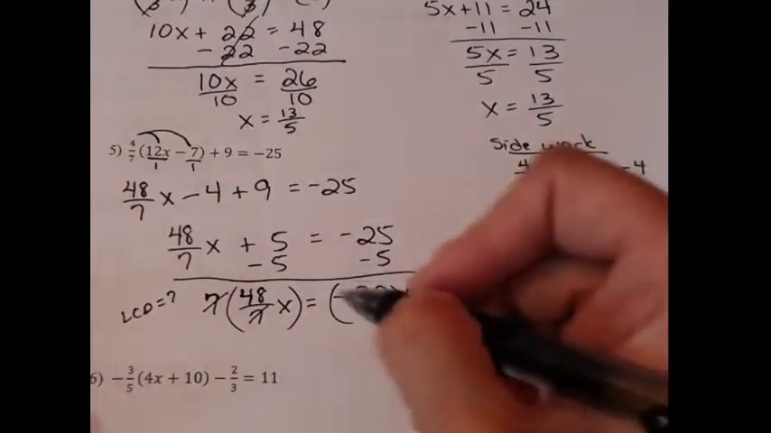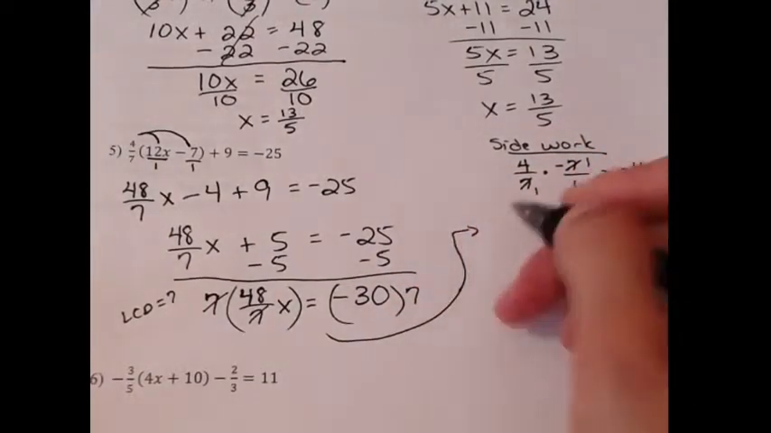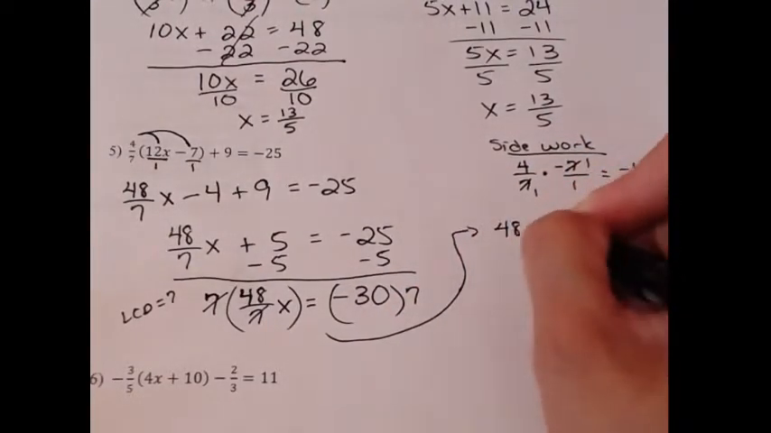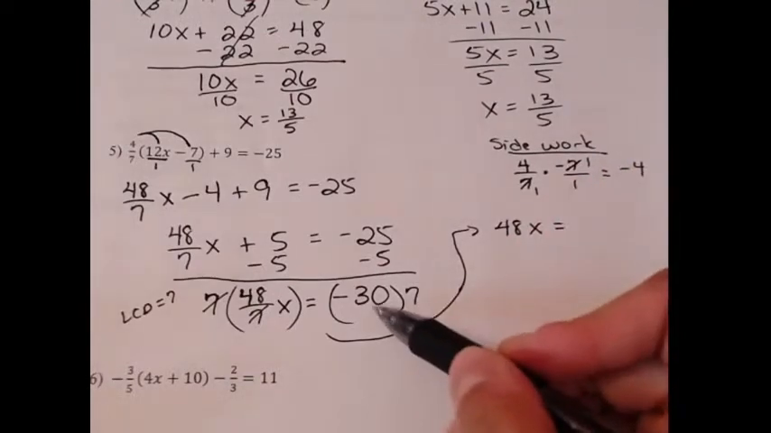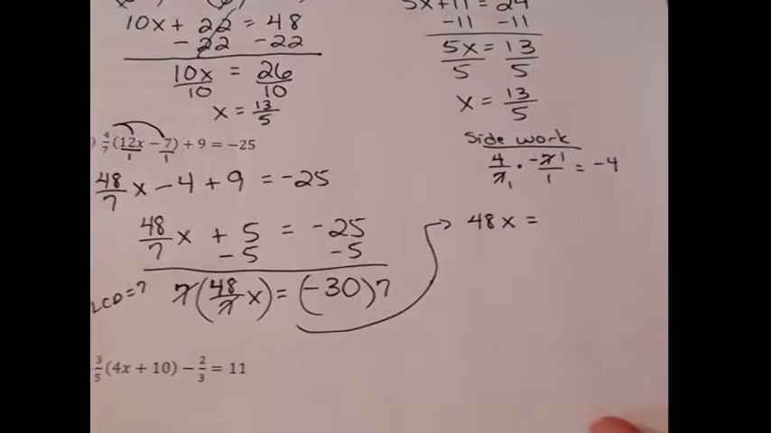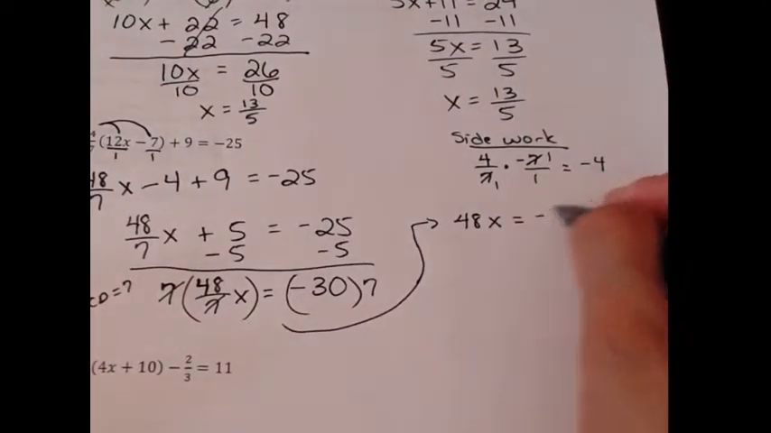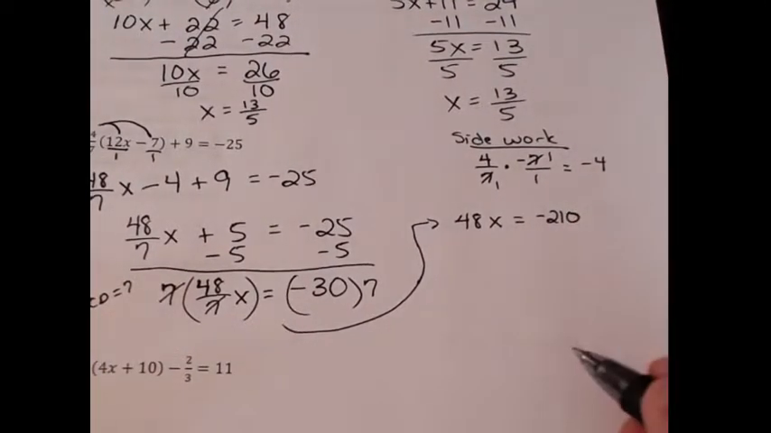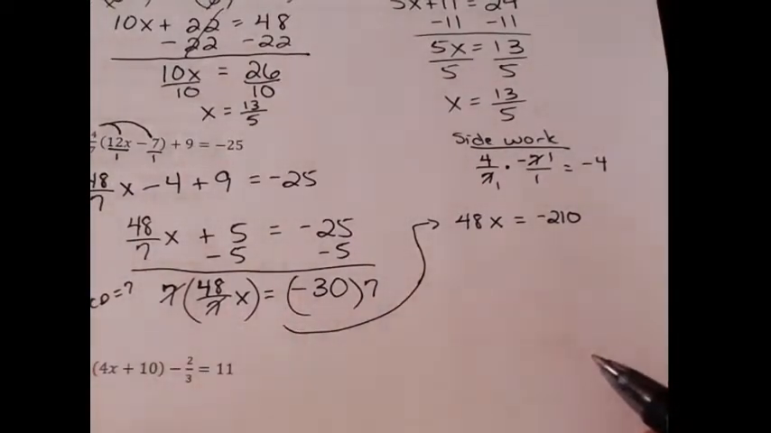That leaves us with 48x is equal to, and then we have a negative 30 times 7. We just read it exactly as we see it. So negative 30 times 7 is a negative 210. Last but not least, we say, oh, this is 48 times x.